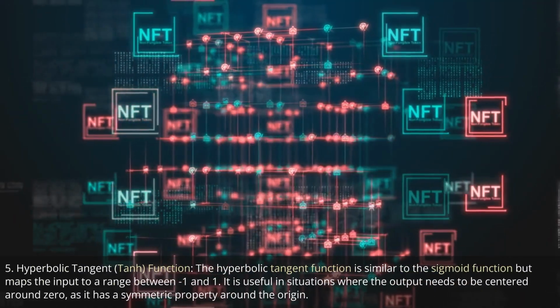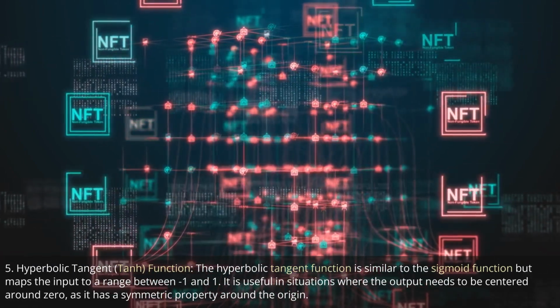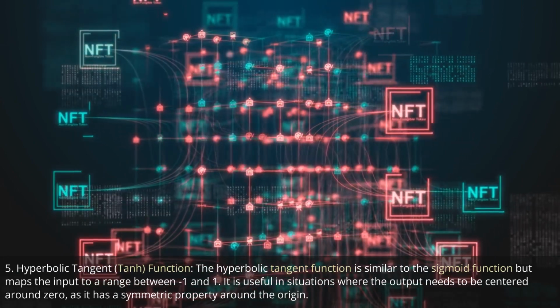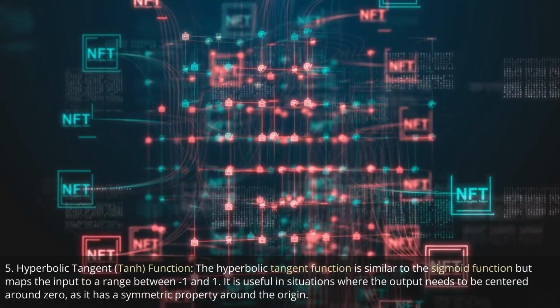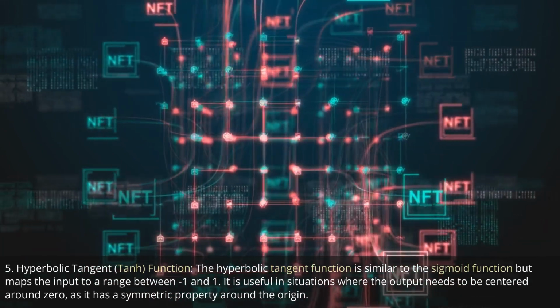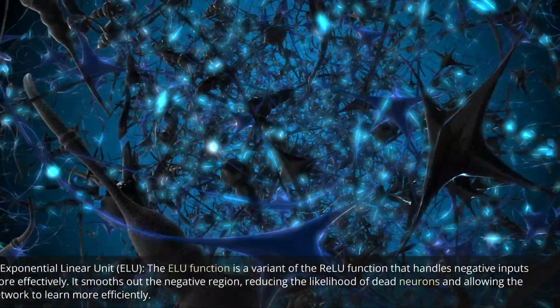5. Hyperbolic tangent, tanh, function. The hyperbolic tangent function is similar to the sigmoid function but maps the input to a range between -1 and 1. It is useful in situations where the output needs to be centered around 0, as it has a symmetric property around the origin.